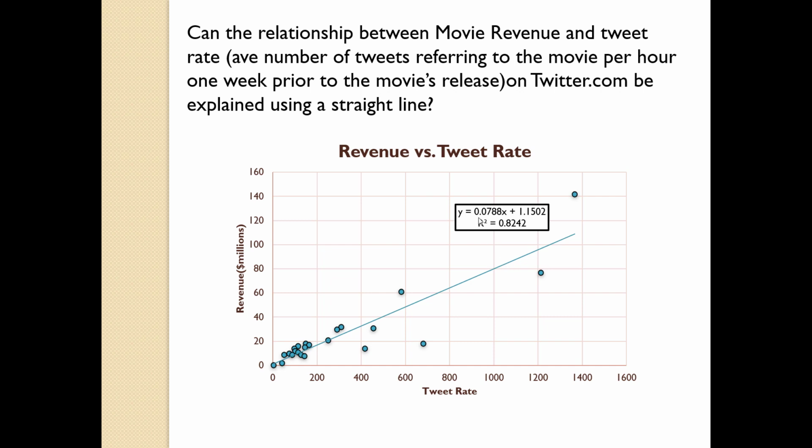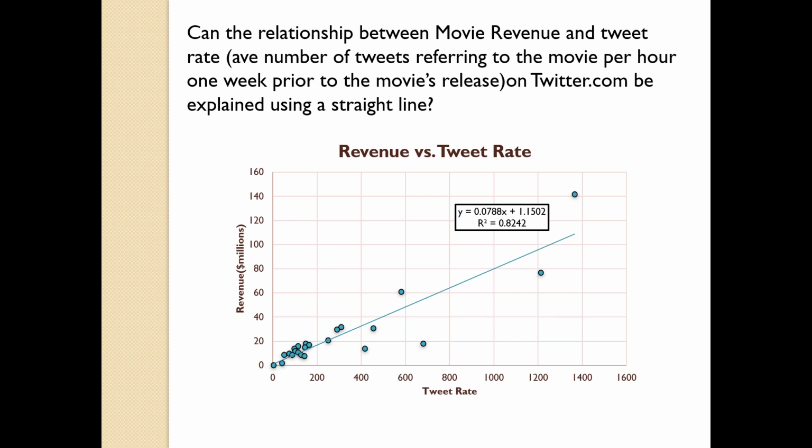Now, nobody talks 0.0788 million, so you would convert that into money. So what would that be? We move the decimal 1, 2, 3, 1, 2, 3. So it looks like about $79,000, $78,800. Okay, and that's how regular people talk. So an increase by 1 in the average number of tweets referring to the movie would result in an increase in revenue of about $78,800.